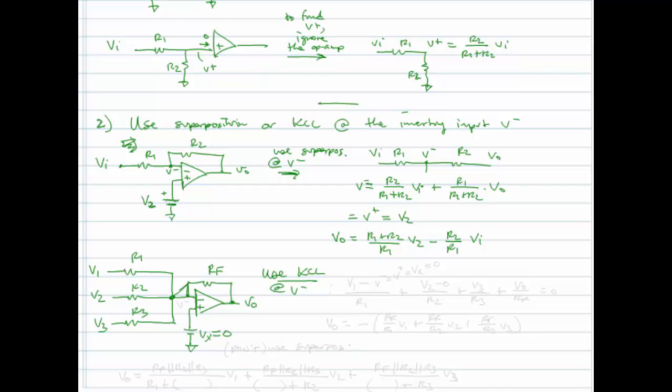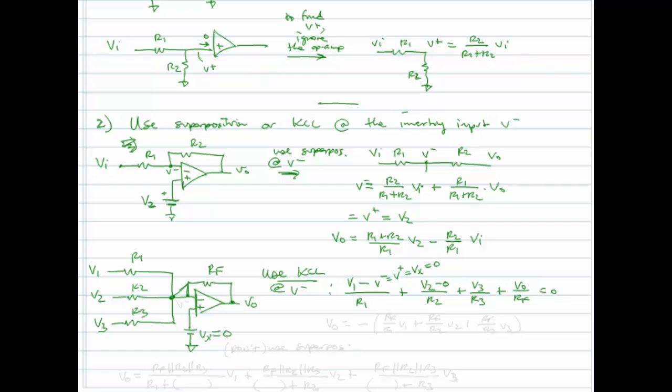So we have 4 sources of current, and we could write the following: V1 minus V minus, which is equal to V plus, which is equal to Vx, which in this case is 0, over R1, plus V2 minus 0 over R2 plus V3 over R3 plus VO over RF is equal to 0. Okay, this will lead you to a much simpler solution.